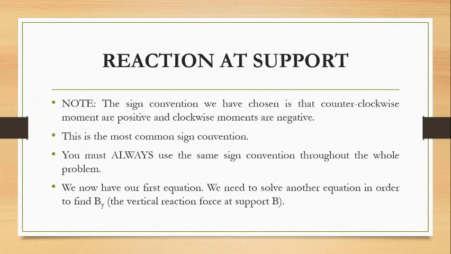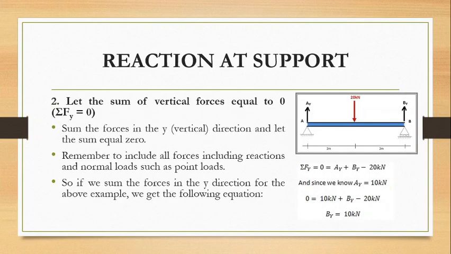Here the sign convention that we have chosen is that counterclockwise movement is always positive and clockwise movements are always negative. This is the most common sign convention, but you have to make sure that you always use the same sign convention throughout your whole problem. So now we have our first equation for AY, but we need to solve another equation in order to find BY, which is the vertical reaction force at support B.